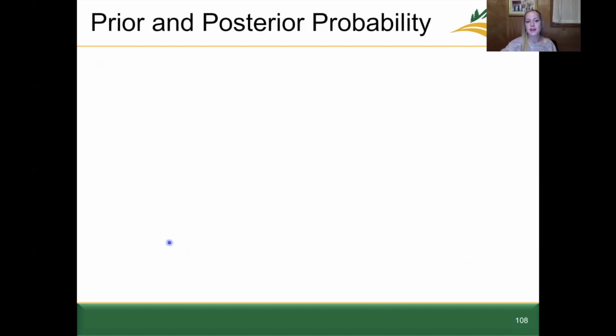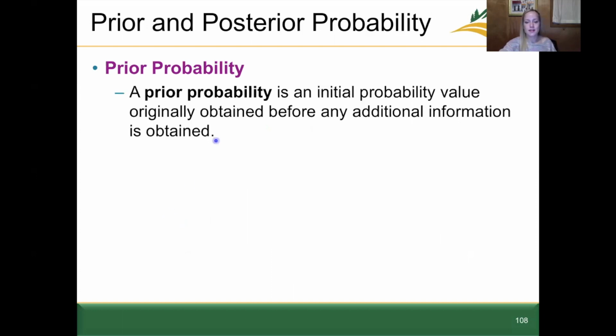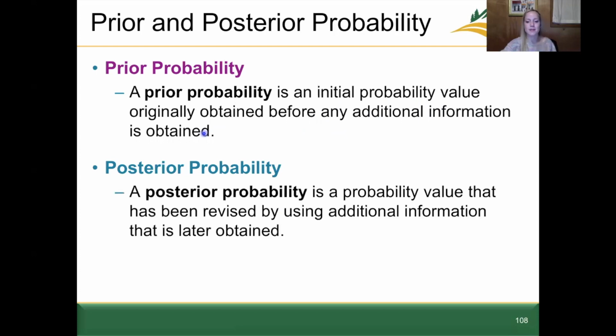The last part of this section is to look at prior and posterior probability. This ties into what we just looked at. So first, let's define this. So prior probability. This is an initial probability value originally obtained before any additional information is obtained. On the other hand, this posterior probability, this is defined as a probability value that has been revised by using any additional information that's later obtained.